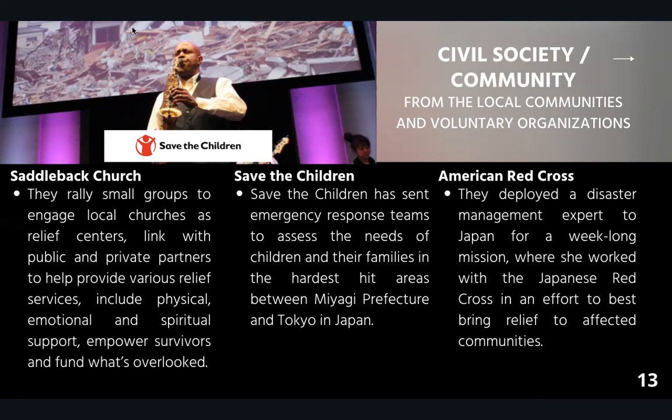Next is Save the Children. They sent emergency response teams to assess the needs of children and their families in the hardest hit areas between Miyagi Prefecture and Tokyo in Japan. Next is the American Red Cross, where they sent a disaster management expert for a week-long mission where she worked with the Japanese Red Cross in order to bring relief to affected communities.